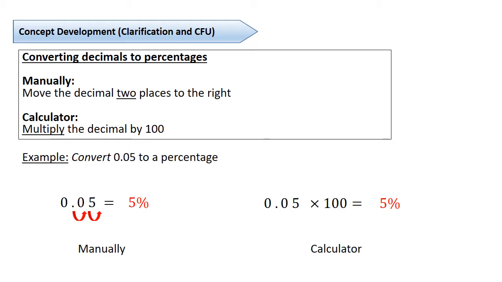Alright, converting decimals to percentages. So what you're doing here is multiplying the decimal by 100. What that looks like though is moving the decimal place 2 to the right. So you can see down here we've got 0.05. If we get that decimal place and do one skip and then 2 skips to the right, we're left with 5, so 5%. On a calculator, 0.05 times 100, 5%. On the calculator, that comes up as the 5.